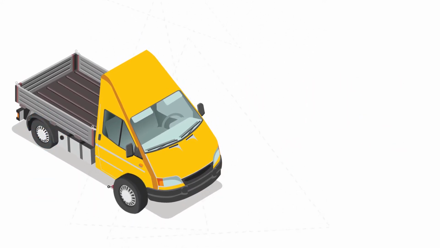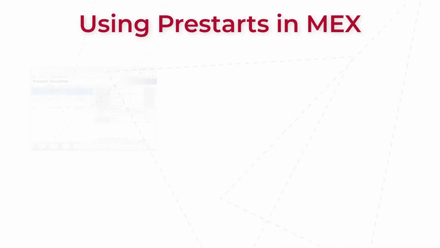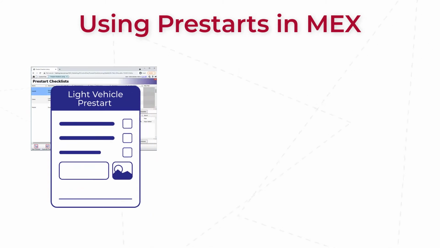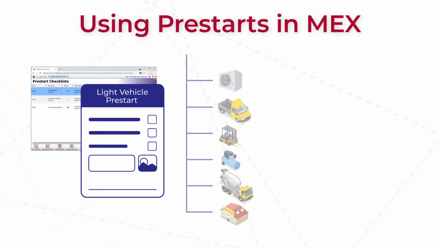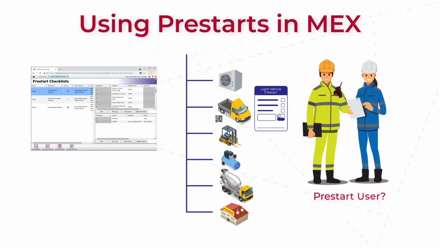to rectify any issues. In order to use Prestarts in MEX, you will need to create Prestarts in the control files. Assign your Prestarts to respective assets. If you want to use QR codes or barcodes, make sure your assets have this information saved in their details. And set up Prestart users. Let's take a quick look at Prestarts in MEX by firstly creating one.